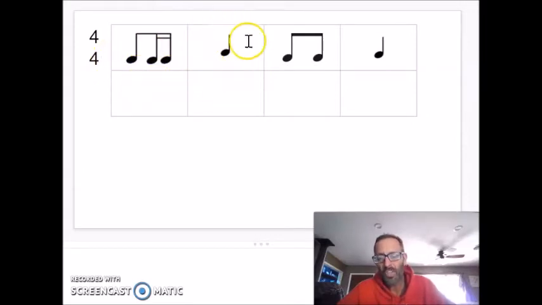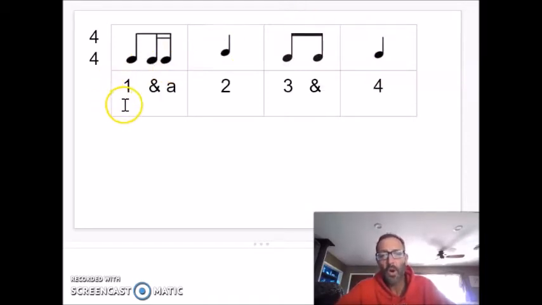1 and a. What would you say here? Beat 2, you'd say 2. How about beat 3? 3 and. How about beat 4? 4. So that entire line would go like this. 1 and a 2, 3 and 4. Are you ready? And to say it, go. 1 and a 2, 3 and 4.